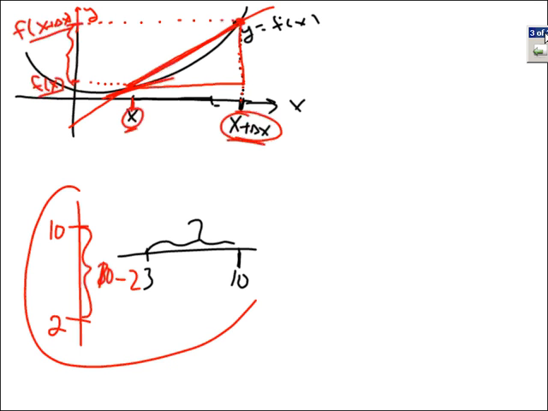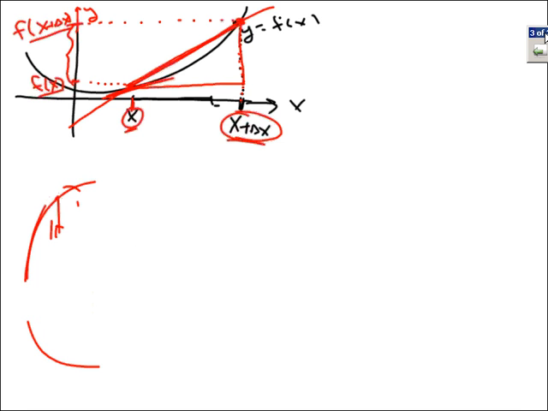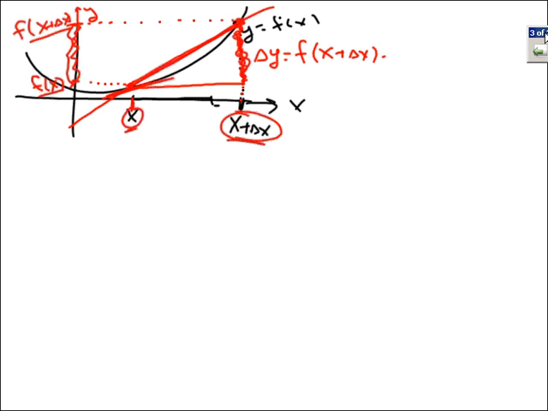That's exactly what I'm going to do to find that vertical distance. But first, I'm going to make a very, hopefully, obvious comment. This vertical distance is the same as this vertical distance. We'll call it the change in y. But nonetheless, it's f of x plus delta x minus f of x.